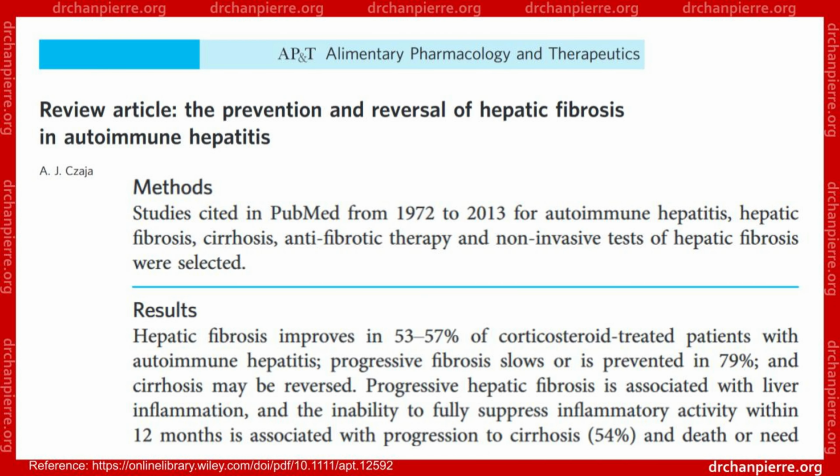A review article in 2013 stated that hepatic fibrosis improves in 53 to 57% of corticosteroid-treated patients with autoimmune hepatitis. Progressive fibrosis slows or is prevented in 79%, and cirrhosis may be reversed.